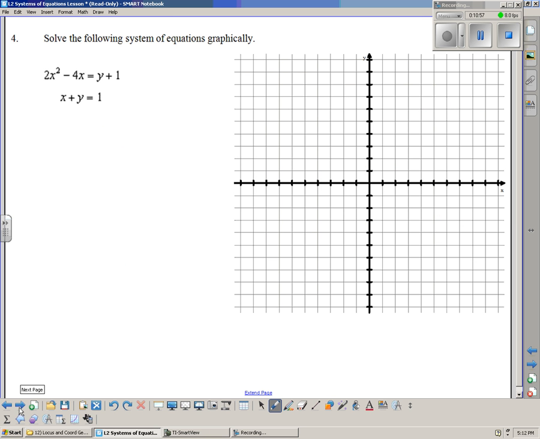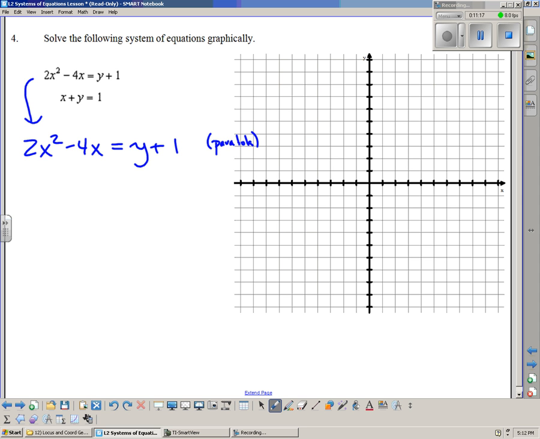Number 4 was on the Regents last year. It says solve the following system of equations graphically. So here we have 2x squared minus 4x equals y plus 1. And notice the y is not squared, but the x is. So this is a parabola.